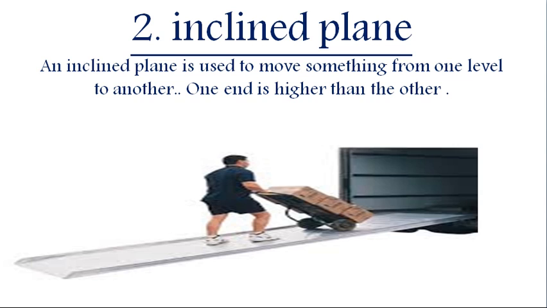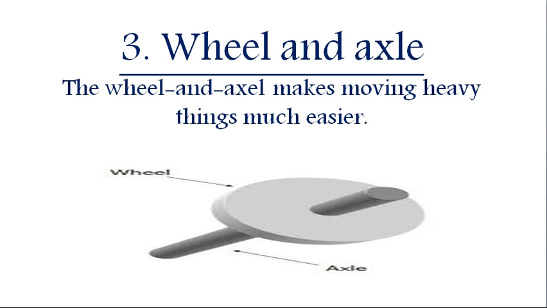You can also move something down a slope. The steeper the slope, the faster the things move down. Then we come to the next, and that is wheel and axle. The wheel and axle makes moving heavy things much easier. You must have seen this mostly in trucks.